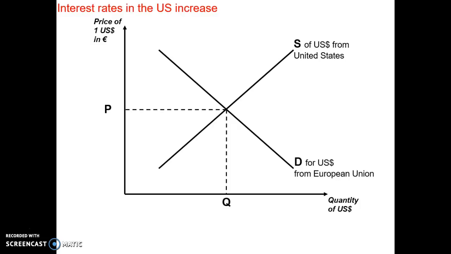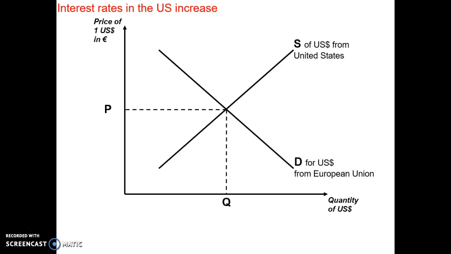This example says interest rates in the United States increase. So if interest rates in the US increase, then that means that if you invest in an American bank, you can actually make maybe higher interest rates than you previously could have. So Europeans might be very interested in this case in saving in US banks. So we're going to look at, again, demand for US dollars from the European Union, because we're talking about Europeans changing their habits in order to take advantage of something that's happening in the United States.